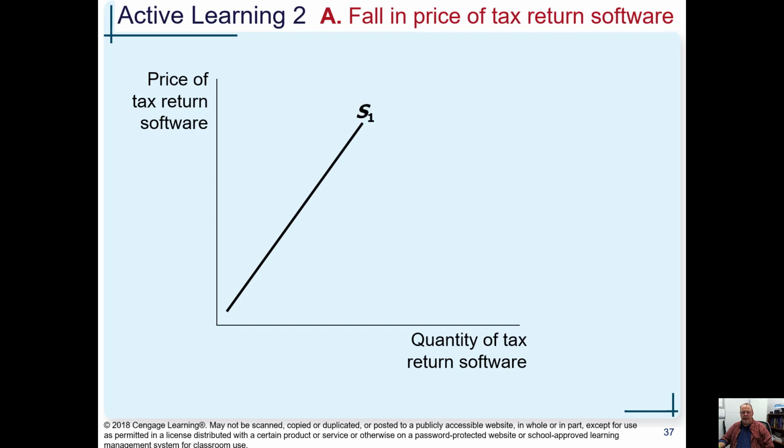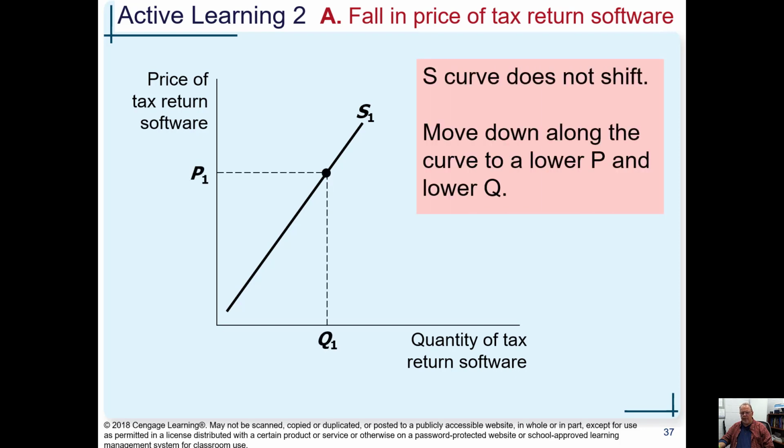Here we see the price of tax software, the quantity of tax return software. Here we see the price and quantity of the product currently in the market. If we decide to reduce the price, now we just have a movement along the supply curve down. And when you look at movements on the supply curve, if they move downward, so does P and Q. If it moves up, we'll see increases in P and Q.